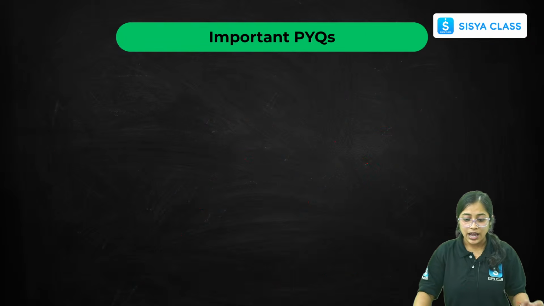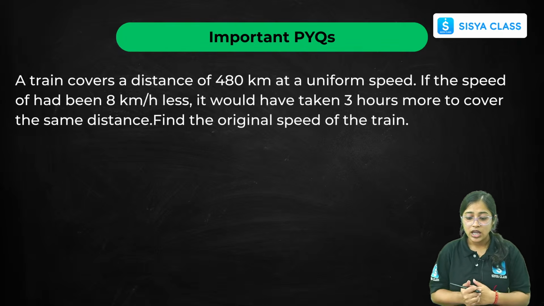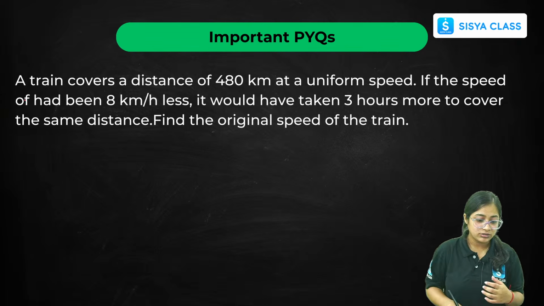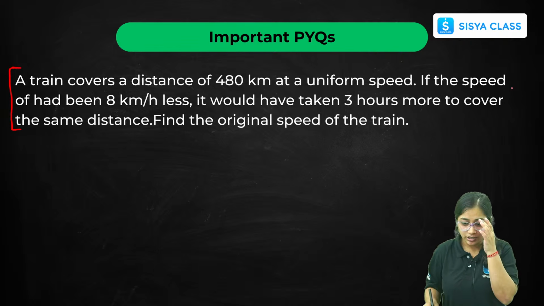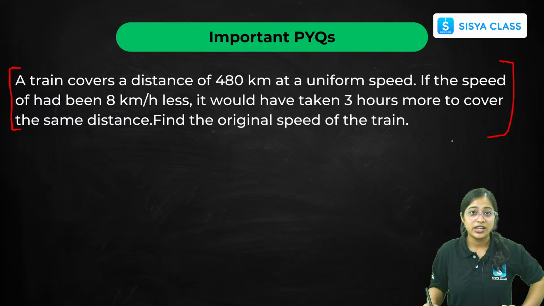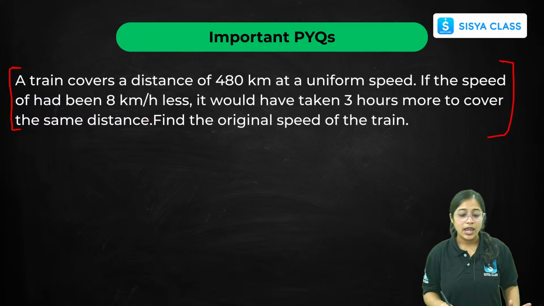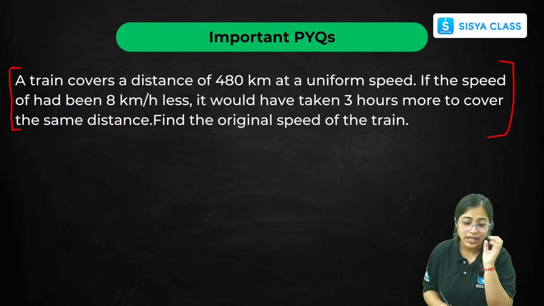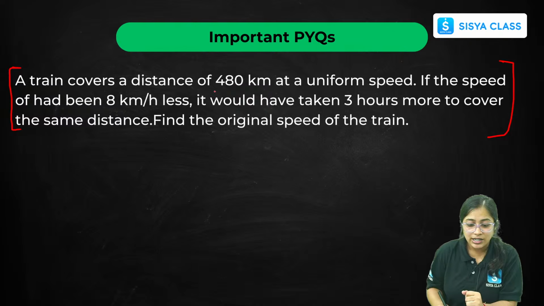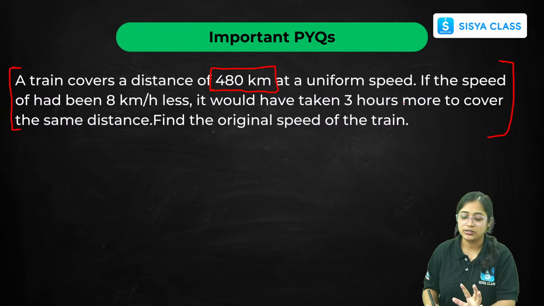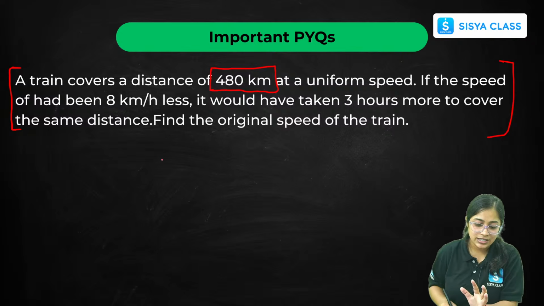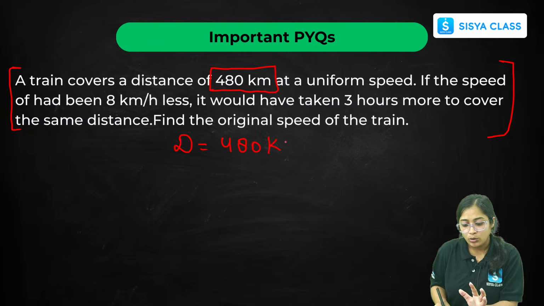Now let's see what is the next question. So this type of question, I think in every year they ask this type of question. So this is a very important type of question. So here what is given to you, that a train covers a distance of 480 km at a uniform speed, right? So what is the distance given to you? Distance is given to you, it is 480 km. Okay.